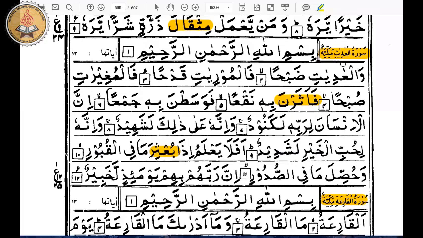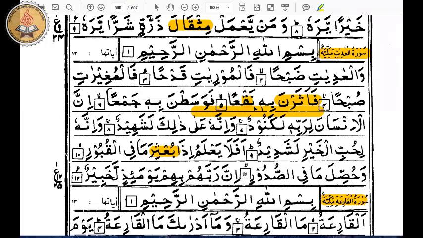So we've got Surah Al-Adiyat. Can you read this verse, please? فأثرن به نقعا. Very good. And just referring to the lesson that we covered at the end of last week, do you remember what you do on this qaf in the middle?